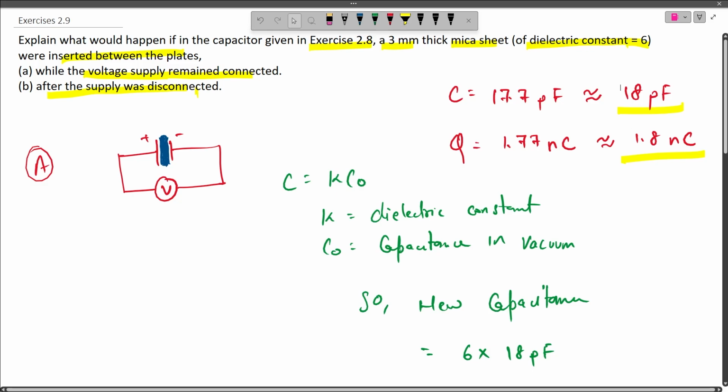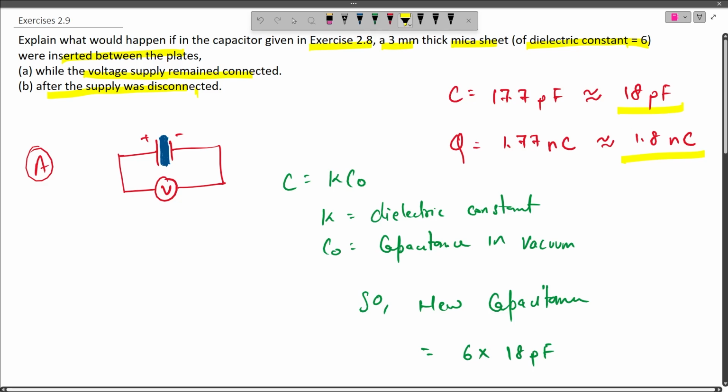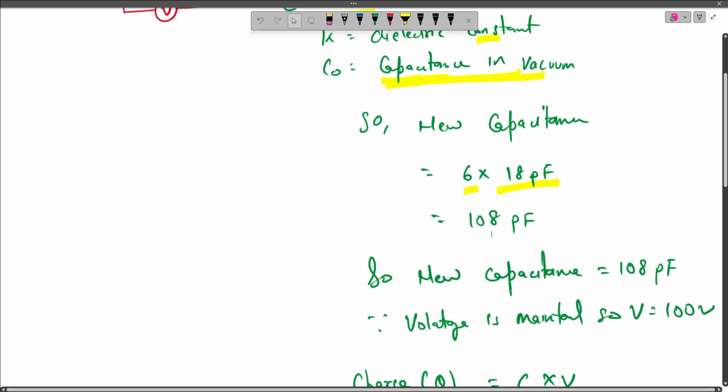So in the first case, the capacitance will change, and the capacitance with dielectric is given as C equals K times C naught, where K is the dielectric constant and C naught is the capacitance in vacuum. So the previously calculated value was the capacitance in vacuum, that is 18 picofarad. So the new capacitance would be equal to 6 times 18 picofarad, that is 108 picofarad.